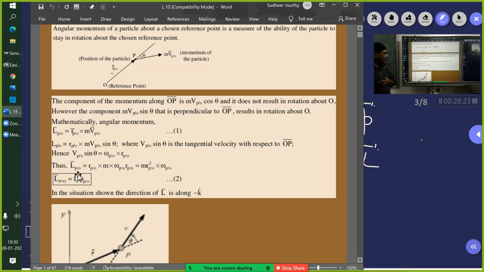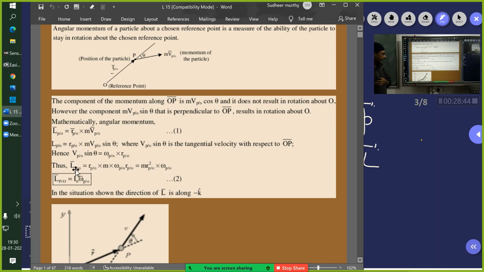So straight away we are able to write here L P O bar is equal to m omega into, so we get here m r square cross omega. So L P O is equal to I naught into omega. That's how we arrive at it. Now the only thing is, this is important for us.